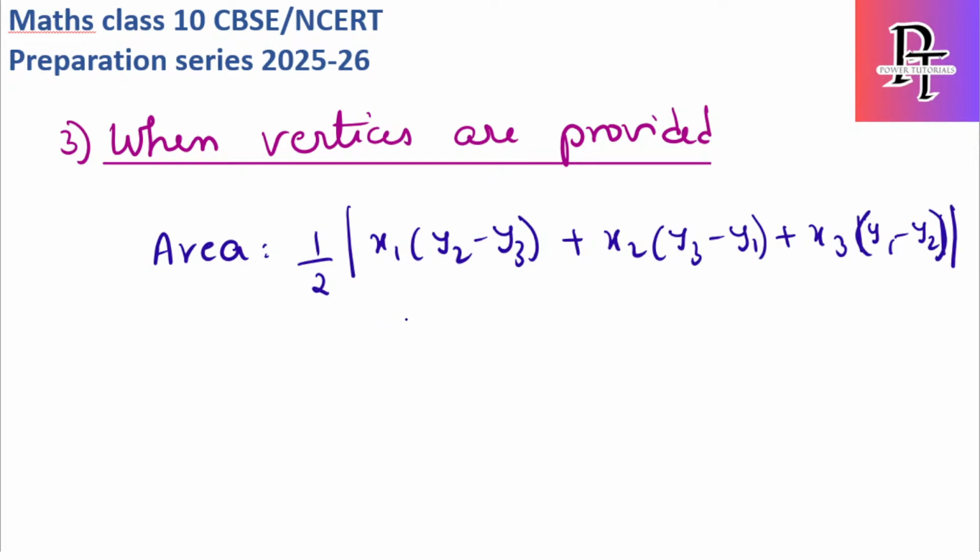So what is mod here? The mod function is mainly used to get only the positive value, that is the modulus value. If I say what is mod of minus 2, the value is 2. Mod of plus 2, again the value is 2. So whatever might be inside, positive or negative, the outside value will always be positive. Similarly, I will give a triangle again.